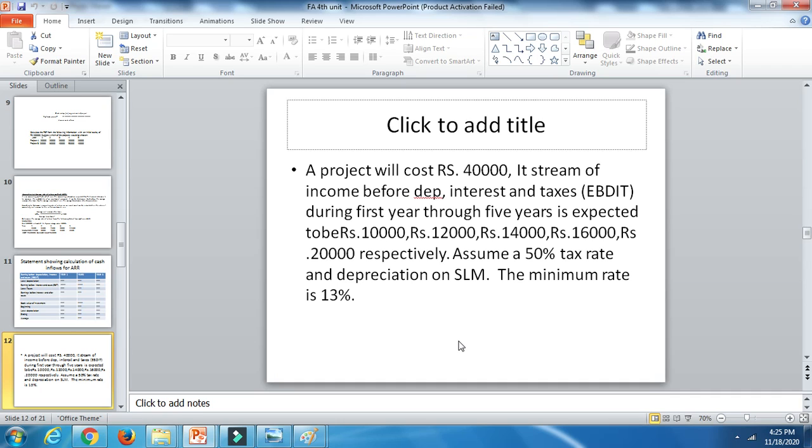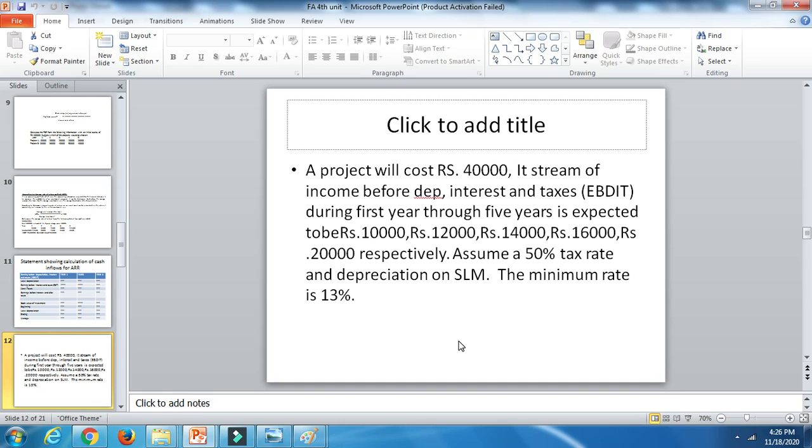Assume a 50% tax rate and depreciation on the straight line method. The minimum rate is 13%, he said. That is the expectation of ARR, given as 13%, and he's asking whether to accept the project. That is the understood question. If he has given a minimum rate, that means ARR from his side should be at least 13%. If it is less than that, you need to reject. If it is more than that, you can accept the project.